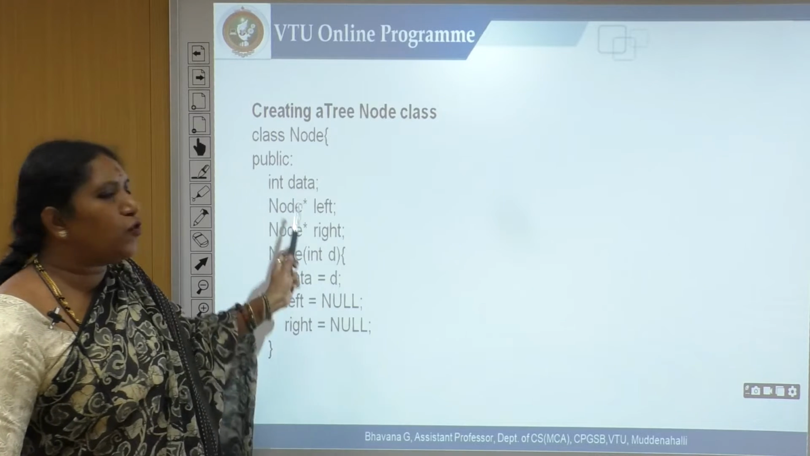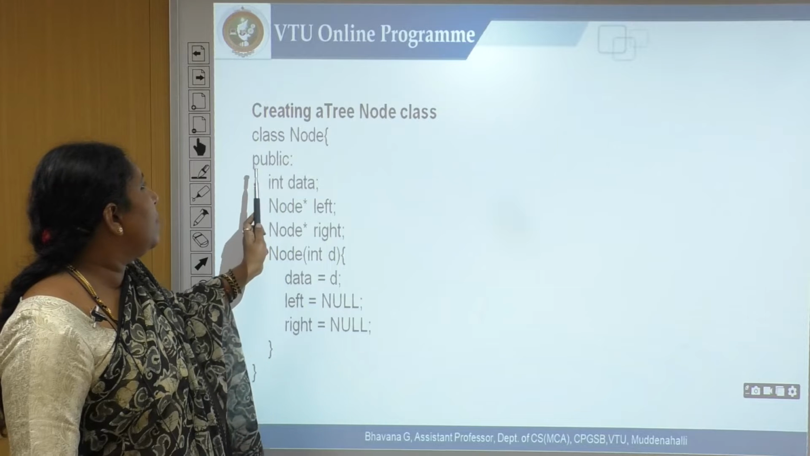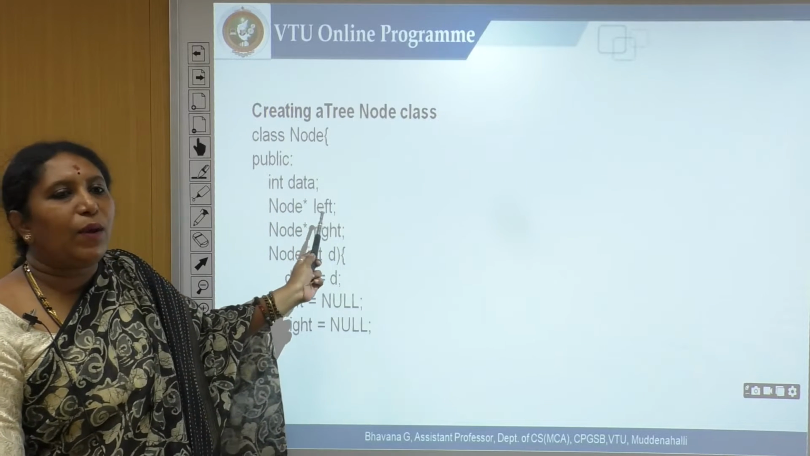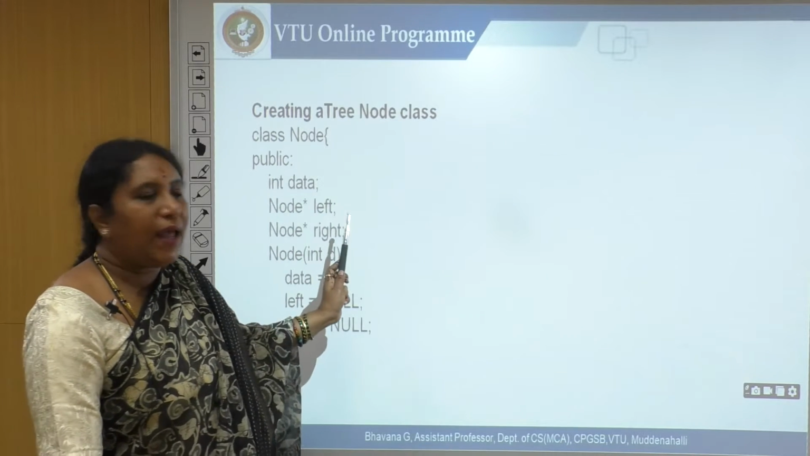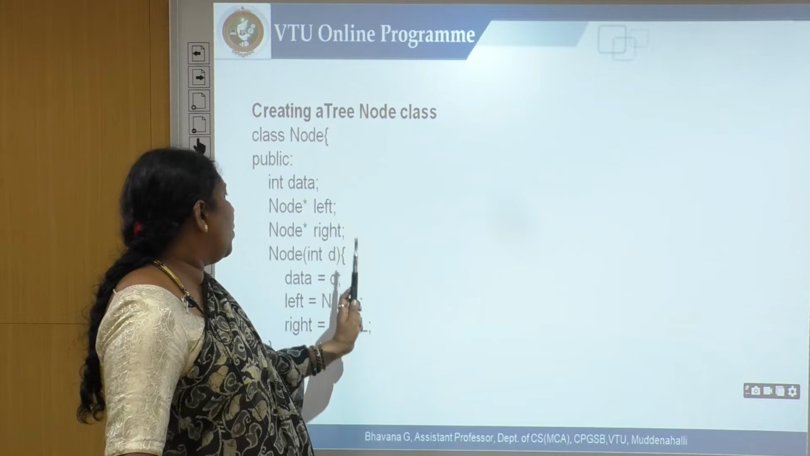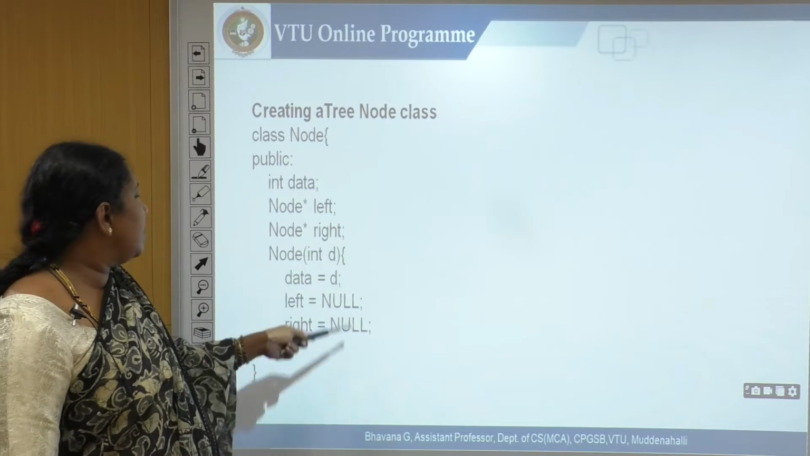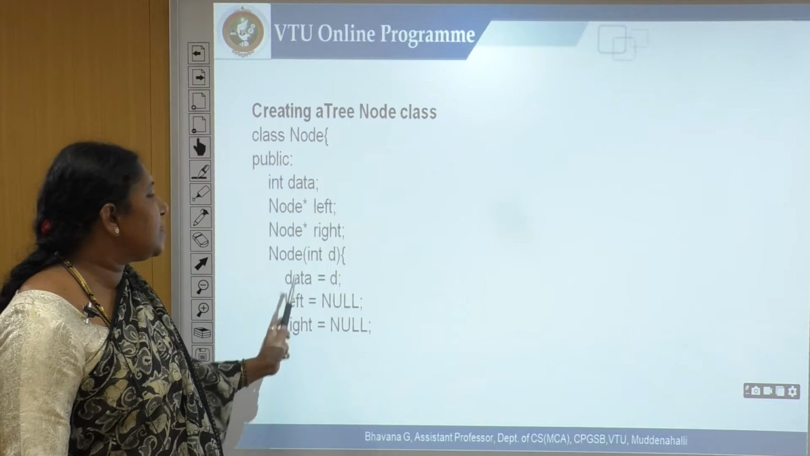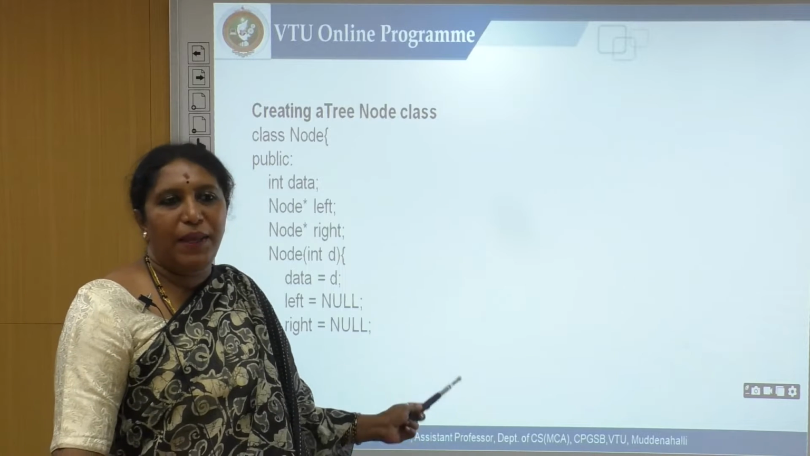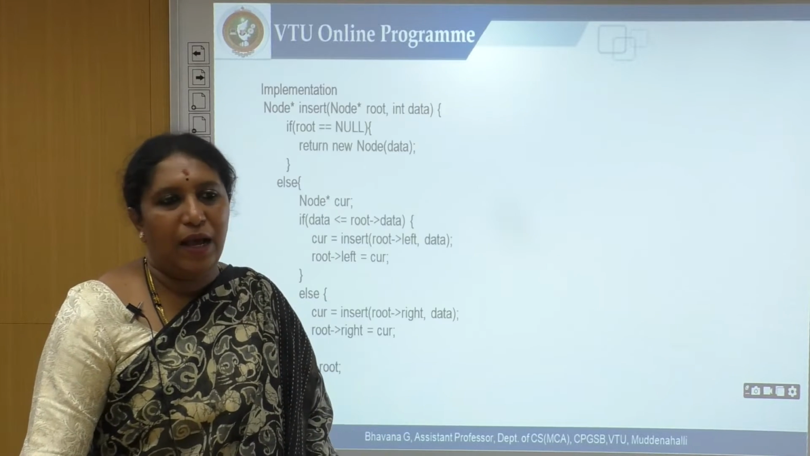Okay, this is creation of a tree node using the class. So class node, public, then I am creating one data using the integer data type, then one left pointer, then a right pointer. After this, I am setting this data as null. So the root data will be null. So this is creation of a tree node using class.